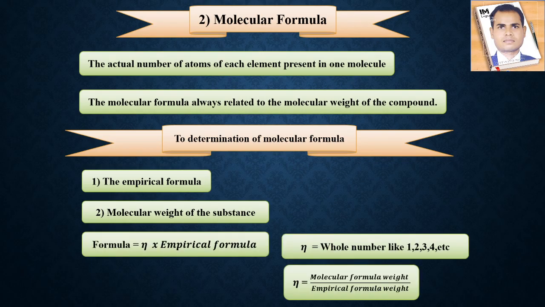So that formula is n into empirical formula. The n is a whole number like 1, 2, 3, 4, etc., and we can calculate n as the molecular formula weight divided by the empirical formula weight. So by using these two terms we can calculate n, and with the empirical formula, we can calculate the molecular formula.